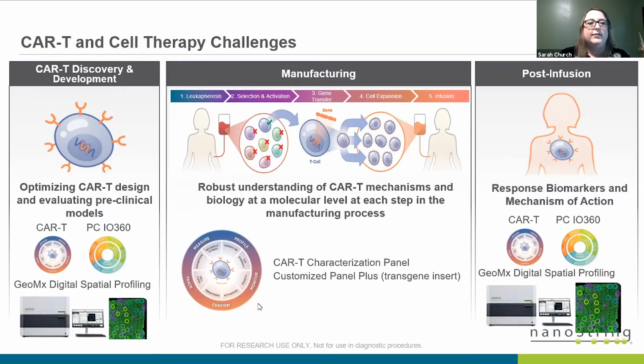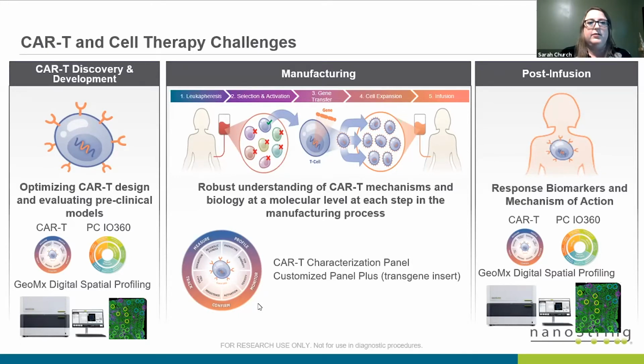So to really address these manufacturing challenges, NanoString developed the CAR-T Characterization Panel, which contains content pertinent to each of those manufacturing steps. In addition, there's an option to add in a custom spike-in of up to 55 genes that can include your specific transgene insert for your CAR-T cell.